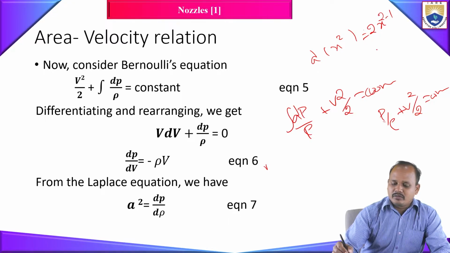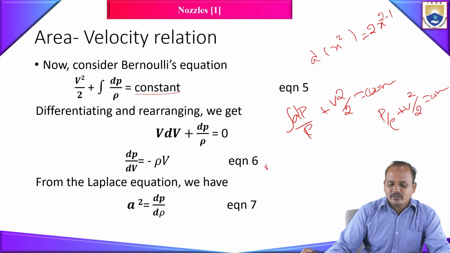2 minus 1. So here we have v square. So what I'll have is 2v into dv, that 2 will be cancelled out. We will be left with v into dv, and differentiation and integration will cancel out each other. You will be left with dp by rho, which is equal to 0 because this side is constant. Differentiation will give you 0.